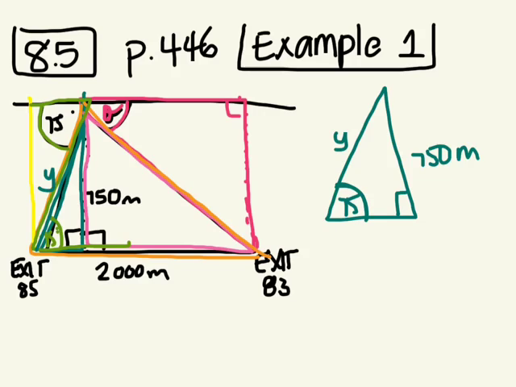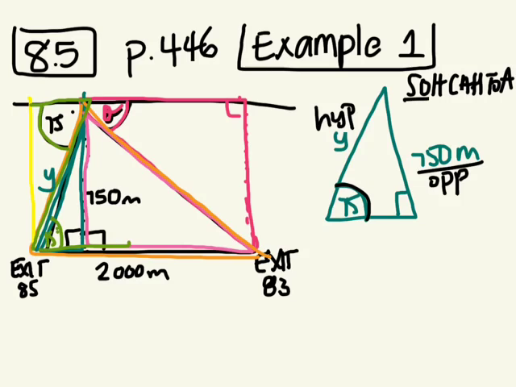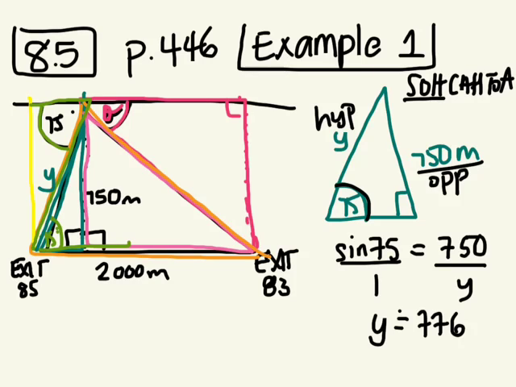In relation to this angle, where is this side located? Is this adjacent or opposite or hypotenuse? Good. And Y is what? Okay, hypotenuse. So what are we going to use? Which ratio? Sine, cos, or tan? Good. Sine 75 equals what? Opposite over Y. Solve for Y.